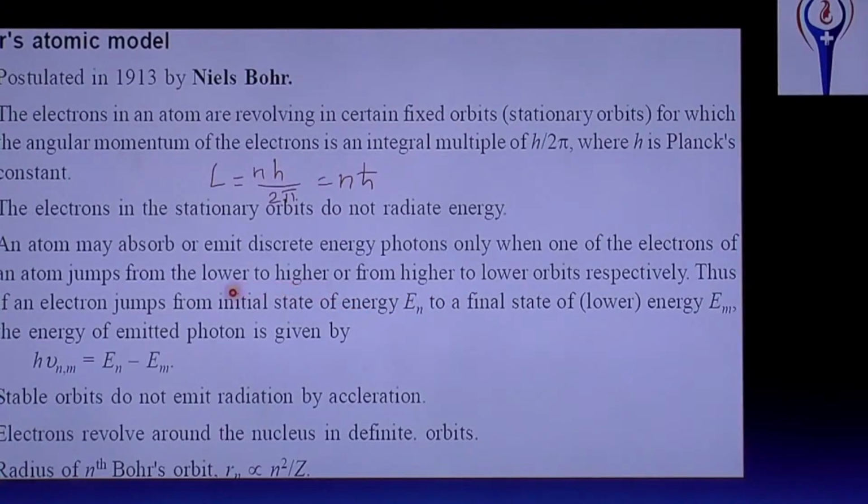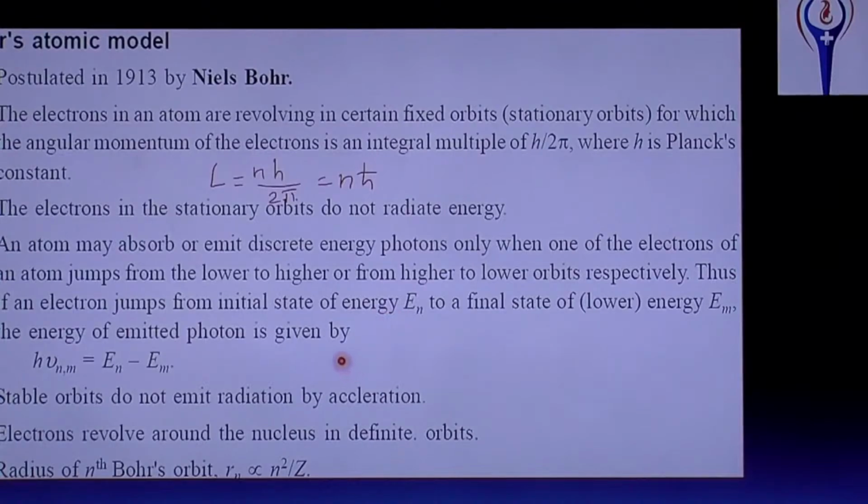That is, the atom may absorb or emit energy when it jumps from a lower to a higher orbit or a higher to a lower orbit. It moves from a lower to a higher orbit by absorbing some amount of energy, and when it moves from a higher orbit to a lower orbit, it emits some amount of energy. That energy is h nu equals En minus Em. Em is the electron energy in the lower energy state, and En is the higher energy state or initial state of energy.